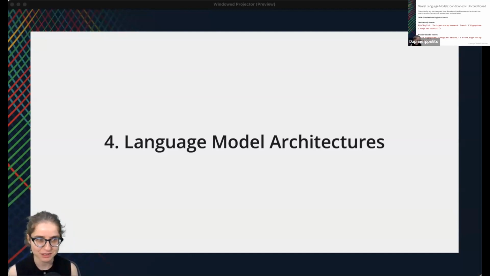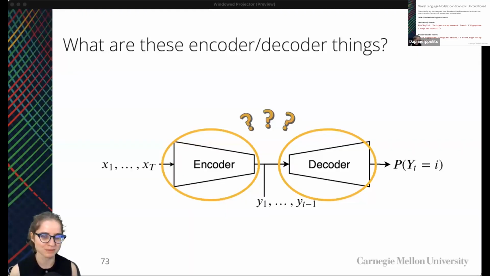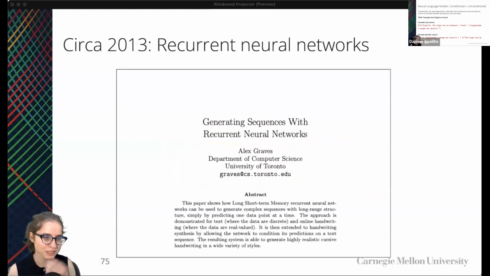Okay, so language model architectures. I put these trapezoids in a bunch of the slides. So encoder-decoder, what do I mean by these? Well, first I'm going to talk about what was meant by these in the year 2013, because this actually influences a lot of how things work today. There was this paper, Generating Sequences with Recurrent Neural Networks, which was one of the first papers to do generation with neural language models as opposed to statistical language models.